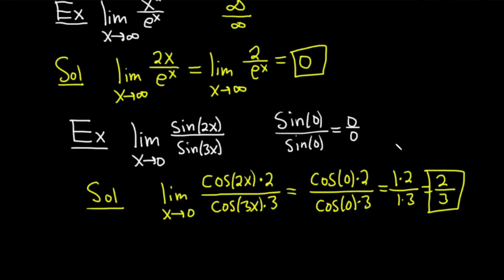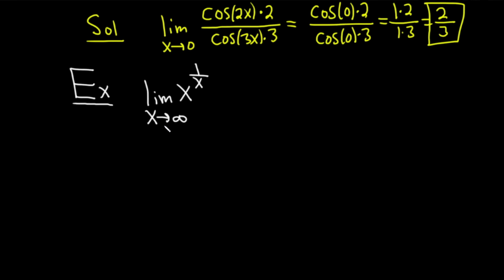So in this last example, we have the limit as x approaches infinity of x to the 1 over x. If you think about it, as x approaches infinity, you're going to get infinity. And then as x approaches infinity, 1 over x approaches 0. So this has the form infinity to the 0. That's actually an indeterminate form, but not one that allows us to use L'Hopital's right away. There's actually a technique you can use.